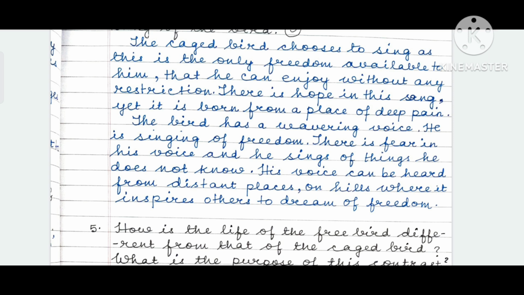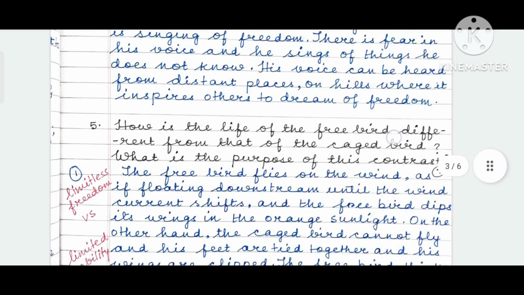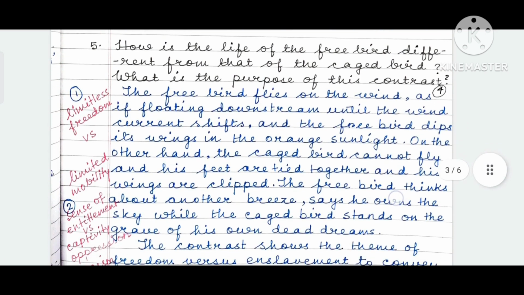The examiner will give a tick. He or she will look for the key elements, and if you miss out any key element, then automatically marks will be deducted. So pay attention, read the text thoroughly. How is the life of the free bird different from that of the caged bird? Now here I have discussed this in detail. You will have to edit the answer and frame your own answer.